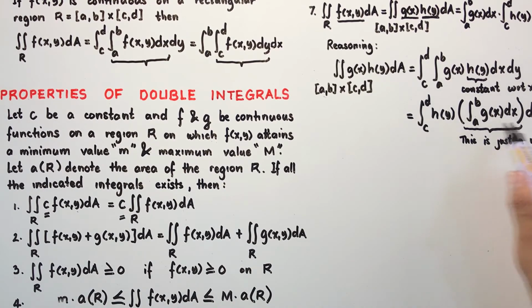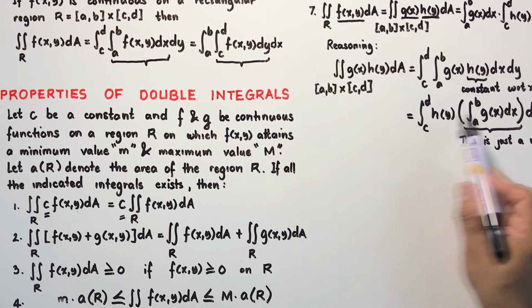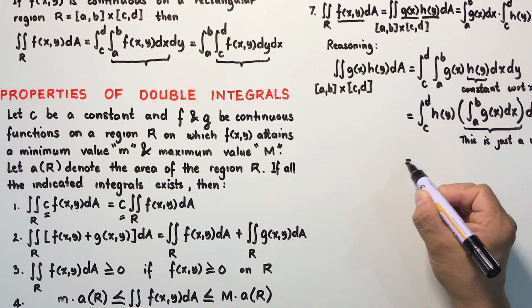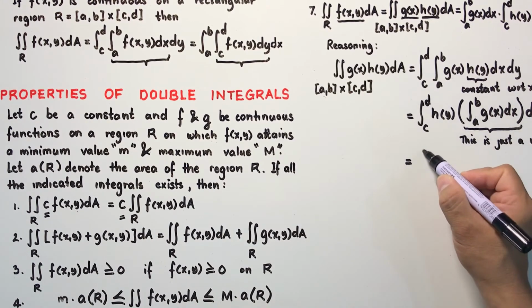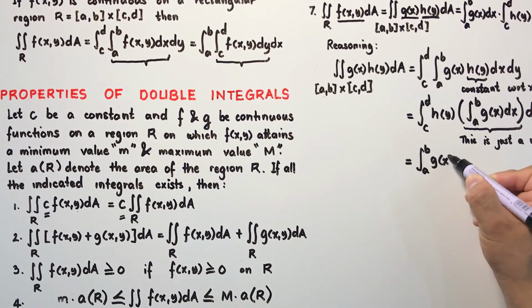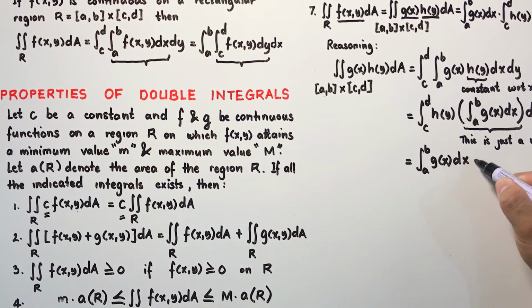And since this is just a number, it is a constant when we integrate with respect to y. So if we perform our outer integral with respect to y, we treat this as a constant, and we can factor it out in front of the outer integral. So we have the integral from a to b of g of x dx times the integral from c to d of h of y dy.